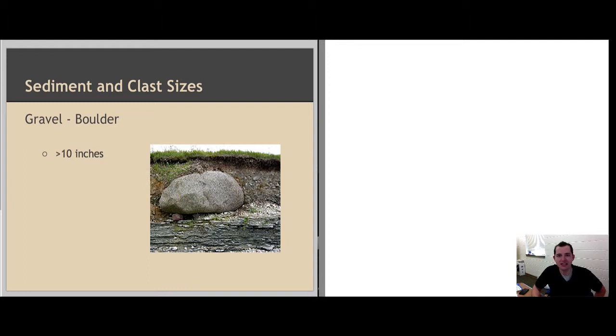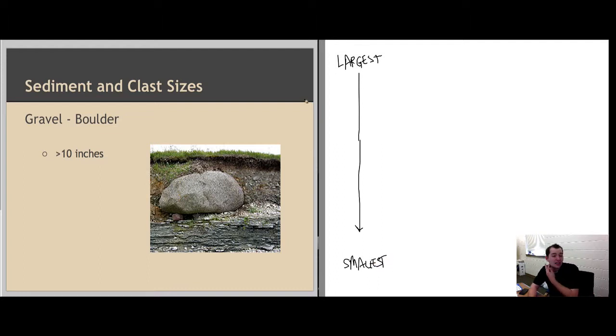We need to know these names because they describe all these different clasts or sizes of pieces of rocks. That's how we classify them. So we're going to have our largest up here, and we're going to continue down till we have our smallest. And I'm going to list these names from largest to smallest on here for you.